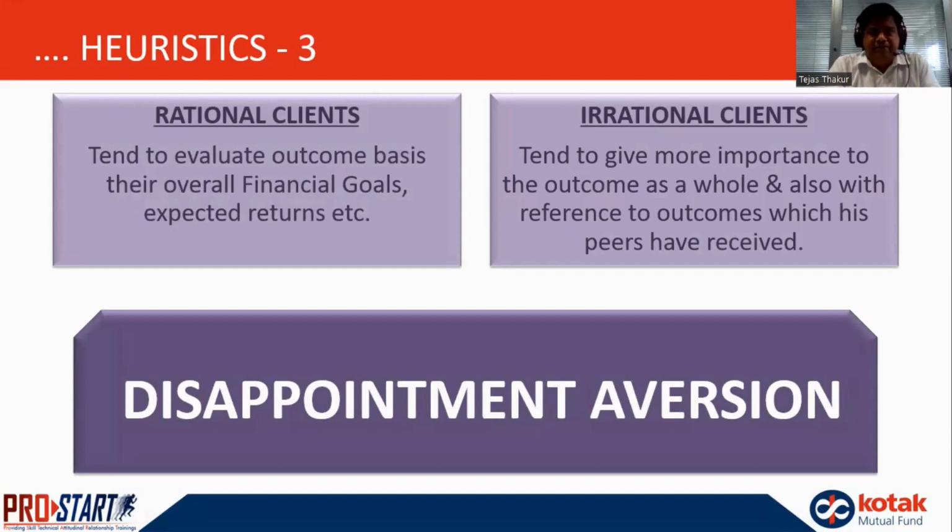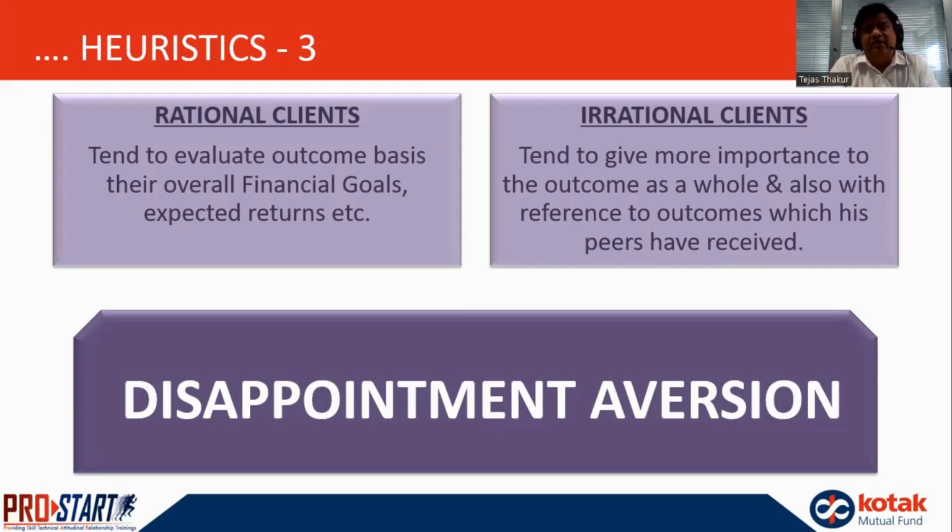No, they are not the same. In loss aversion, there's a tendency to avoid loss. Disappointment can be the result of loss. The disappointment can also happen in case of profits, where relatively your profits are lower. So loss aversion will happen only when losses have been there, whereas disappointment aversion will happen when losses have been there and also when profits have been there.